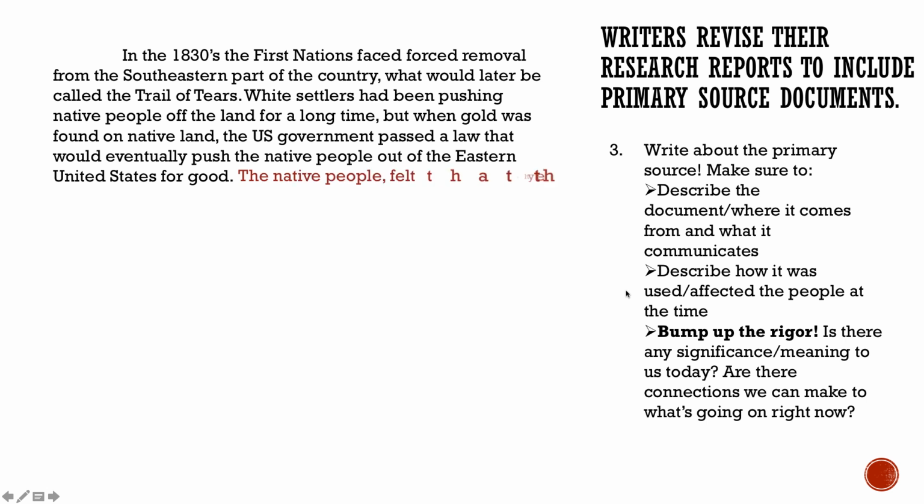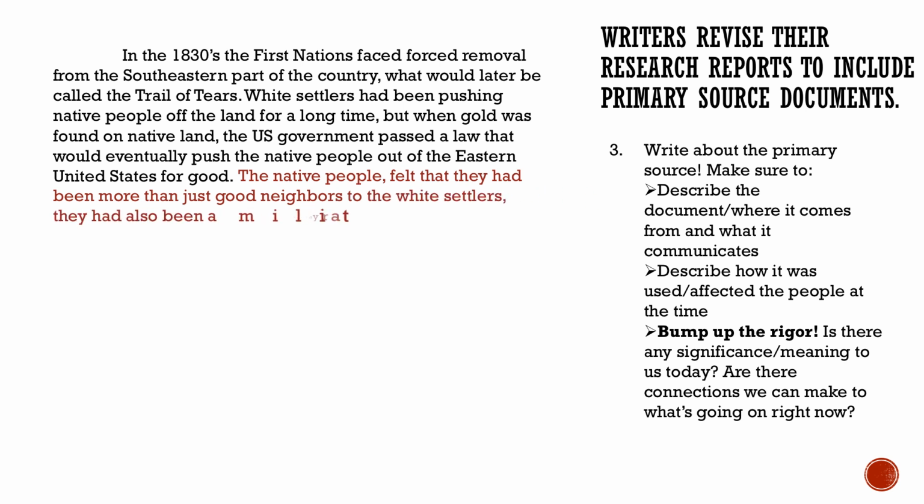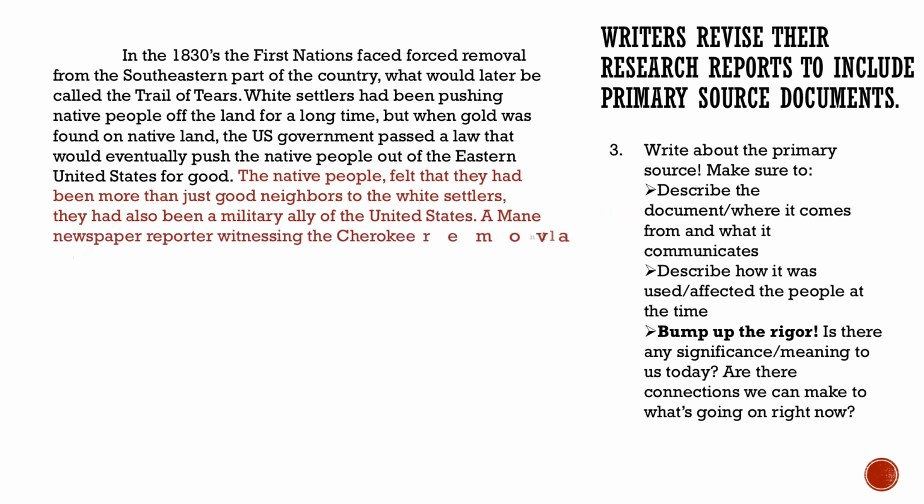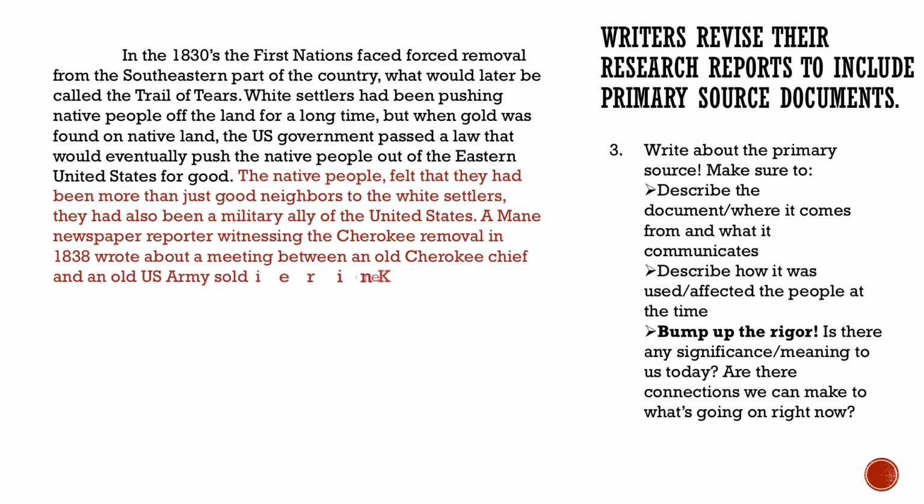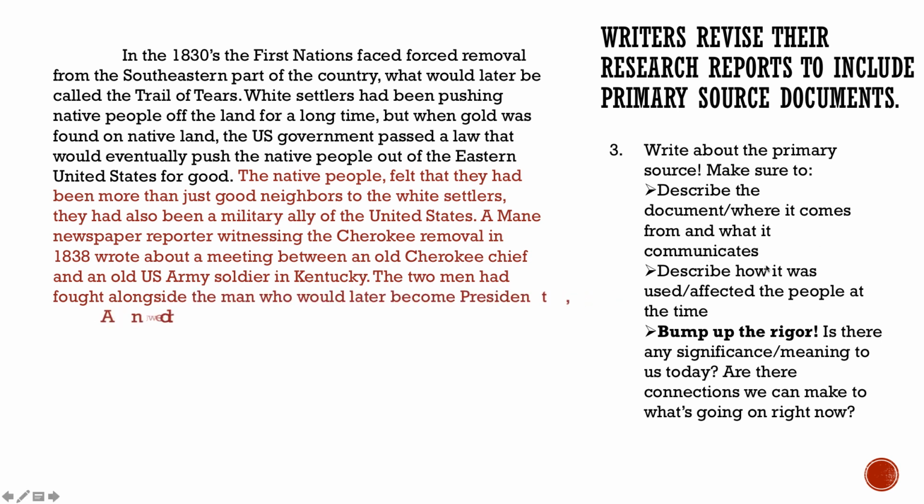So the Native people felt that they had been more than just good neighbors to the white settlers. They had also been a military ally of the United States. So that talks about what happened before, leading up to this. A Maine newspaper reporter witnessing the Cherokee removal in 1838 wrote about a meeting between an old Cherokee chief and an old U.S. Army soldier in Kentucky. Right there, I'm describing where the document comes from. Okay, now I'm going to get into what it's communicating.